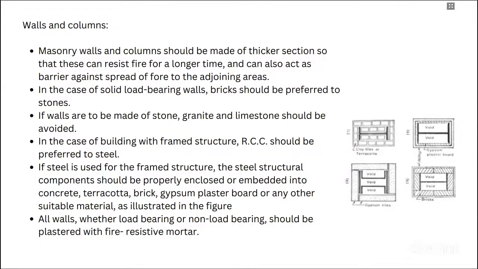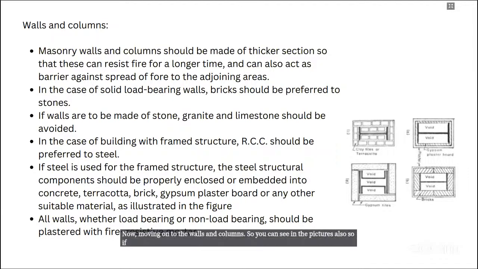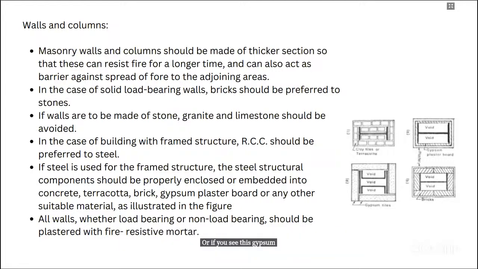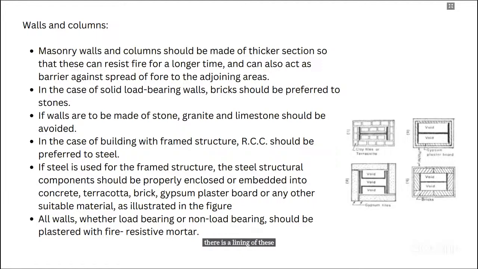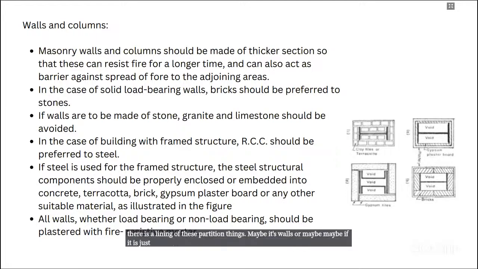Now, moving on to the walls and columns. You can see in the pictures clay tiles or terracotta, gypsum plaster, bricks or gypsum tiles. You see the enclosure of these four walls, and then a lining of these partition things. Maybe it's the walls, or maybe you are doing terracotta tiling, so that is also one part of making your building fireproof, right?